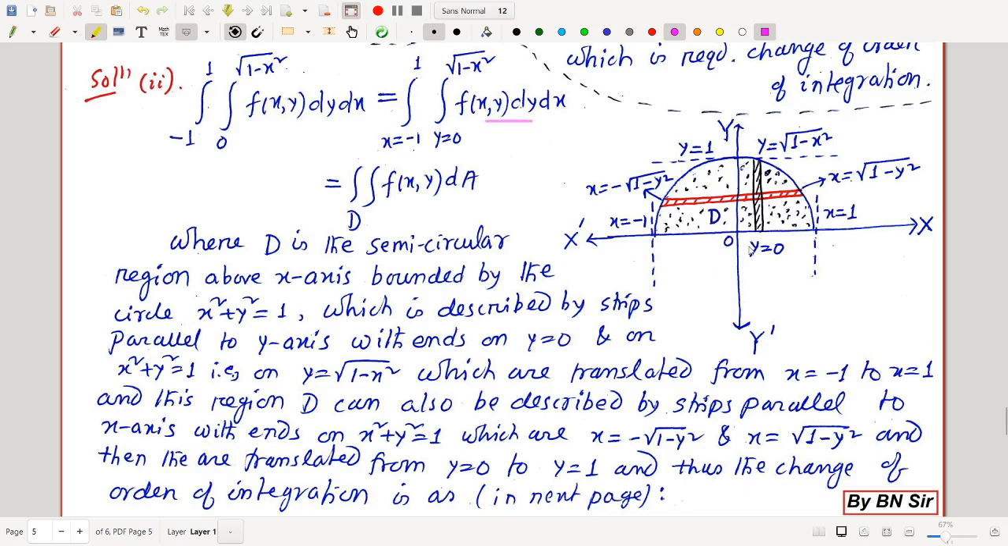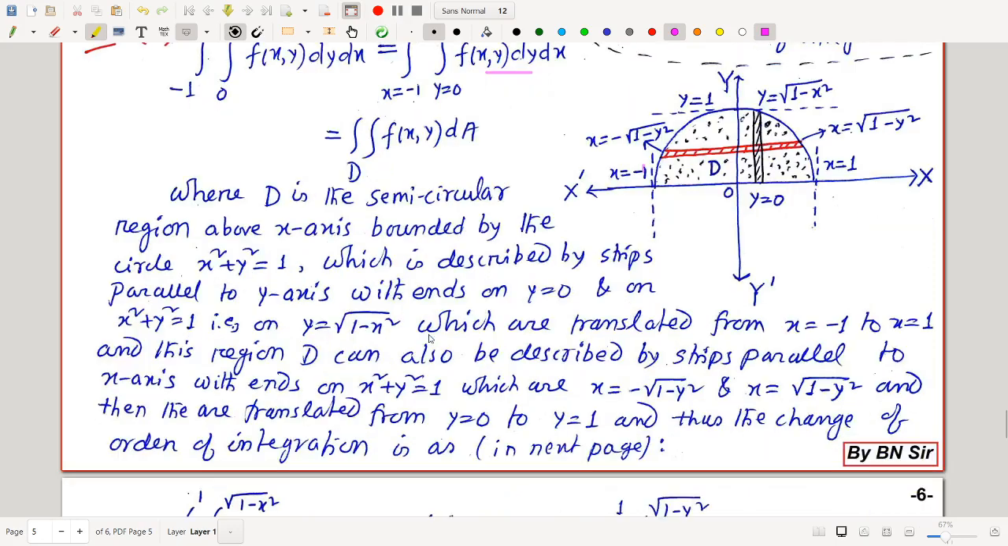Strips parallel to the y-axis with ends on the x-axis, y equal to 0, to the circle y equal to root over 1 minus x square. Now, they are translated from what to what? Minus 1 to 1. For the circle, the left side is x equal to minus 1, up to x equal to 1. So vertical strips are shifted from x equal to minus 1 to x equal to 1. The whole region is covered. So this is a repeated integral, a double integral.